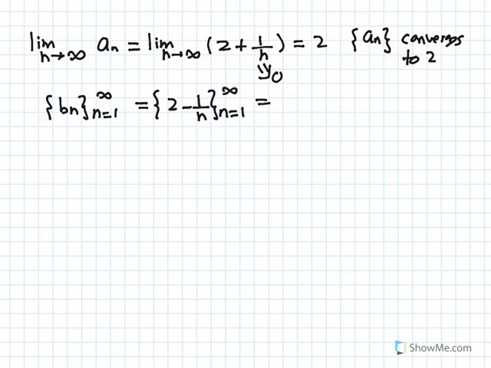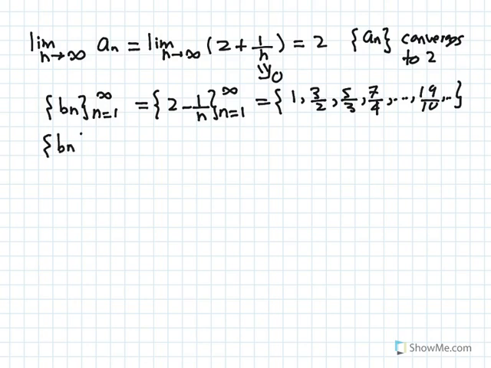Let's list a few terms. N equals 1, we get 1. N equals 2, we get 3 halves. N equals 3, we get 5 thirds. N equals 4, we get 7 over 4. N equals 10, we get 19 over 10, and so on. So clearly the sequence b_n is bounded above by 2.